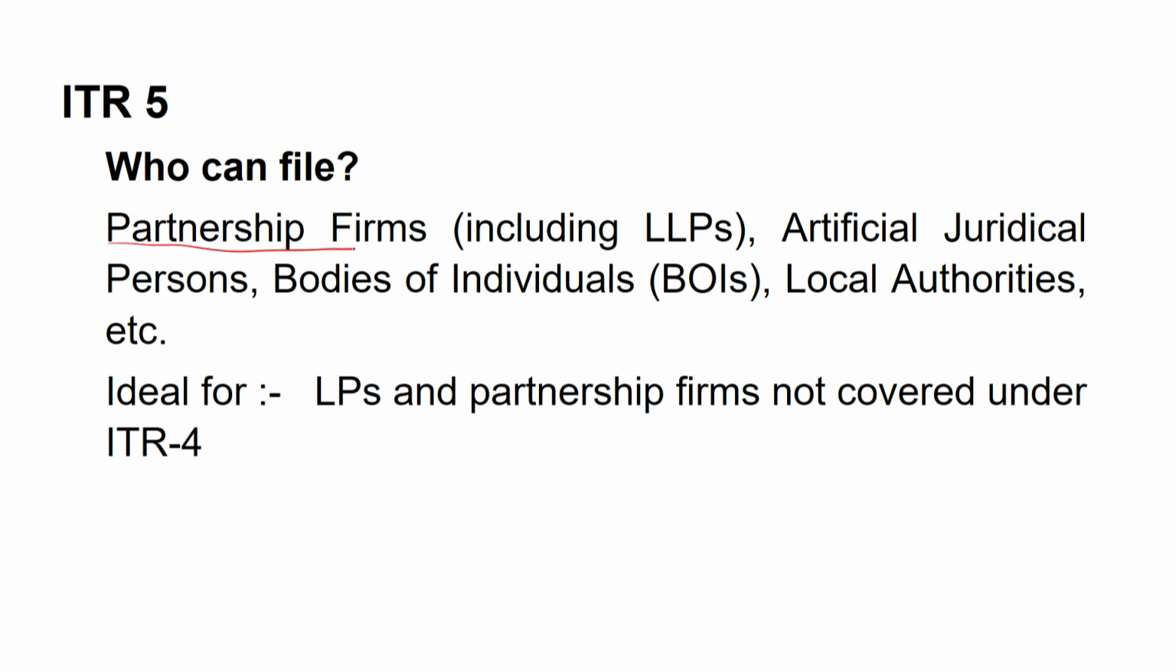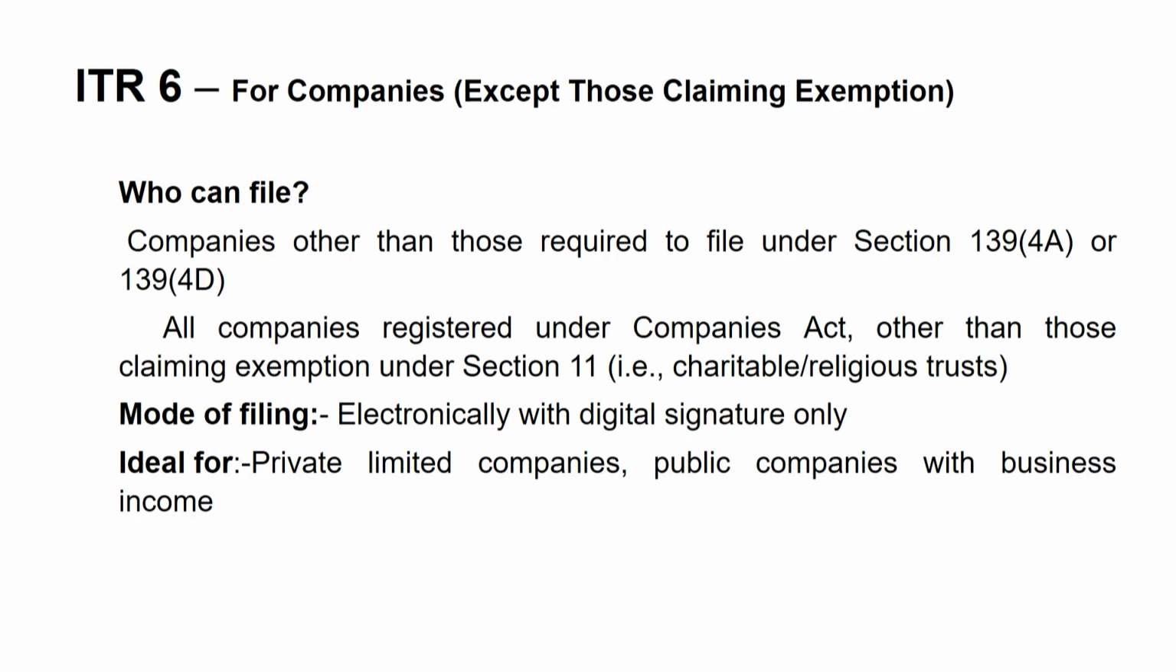Then comes the ITR5. ITR5 is for the partnership firm and it also includes the limited liability partnership, artificial juridical persons such as the municipal corporation of a city, bodies of individuals, local authorities, etc. So all these different kinds of institutions or partnership firms can take the help of ITR5 for the purpose of filing their return.